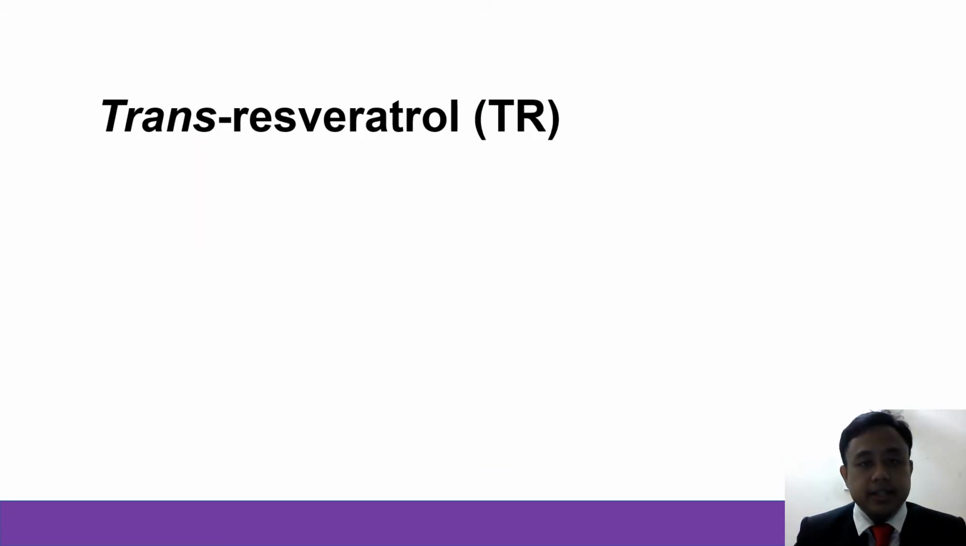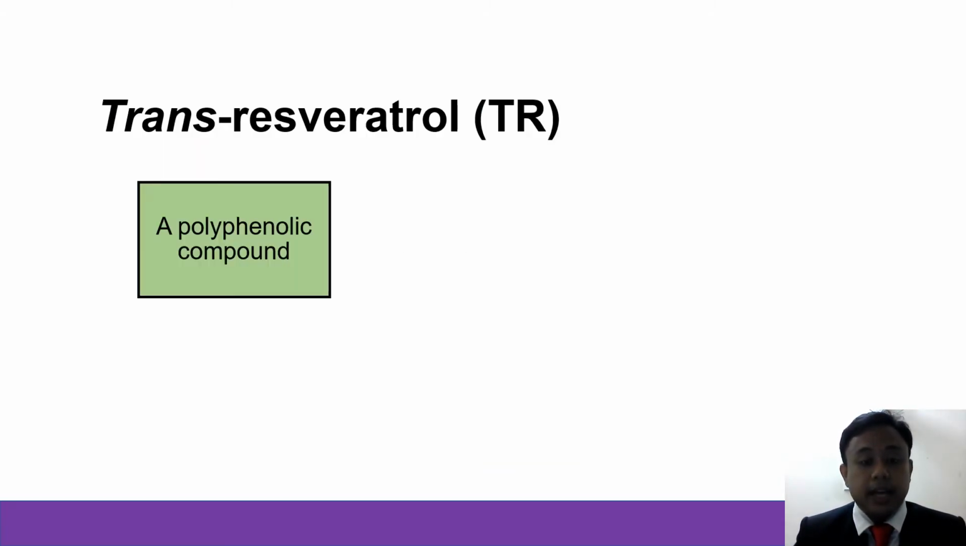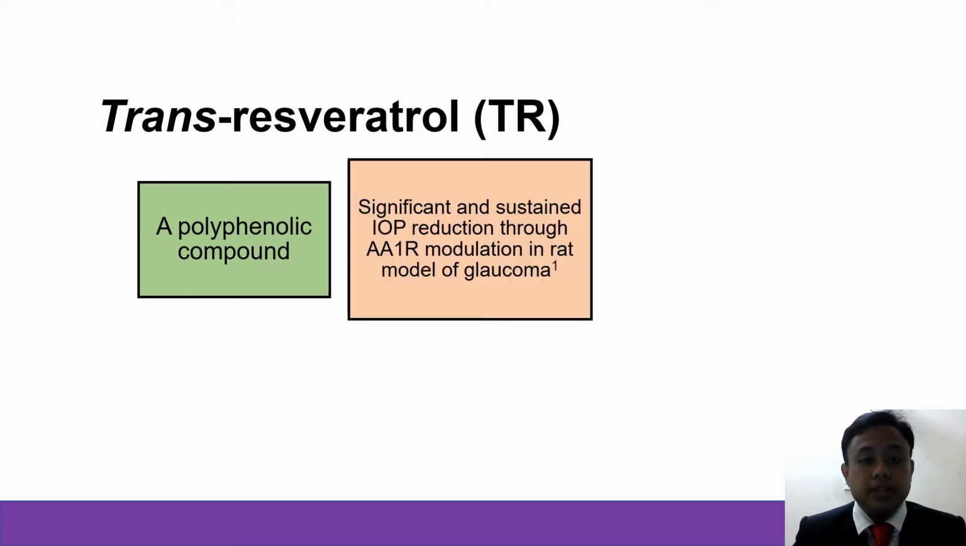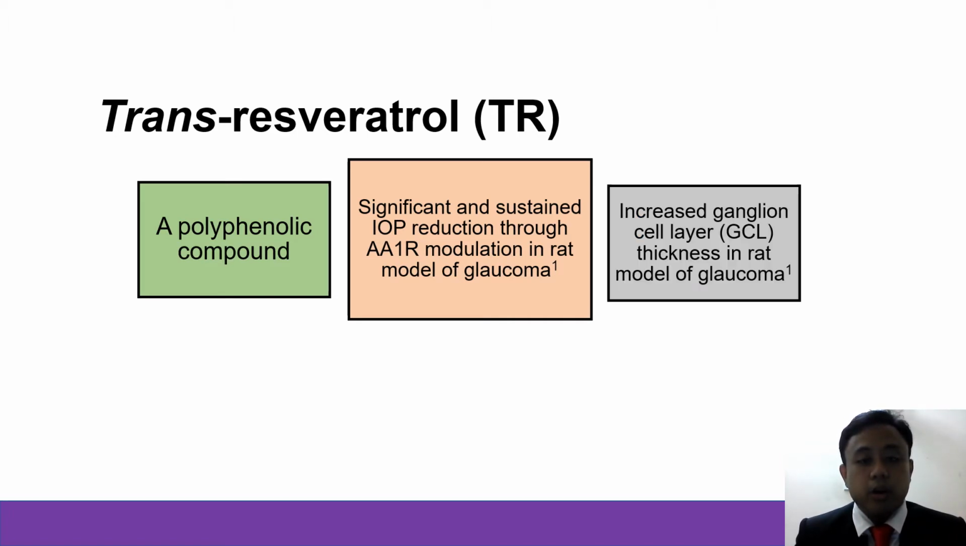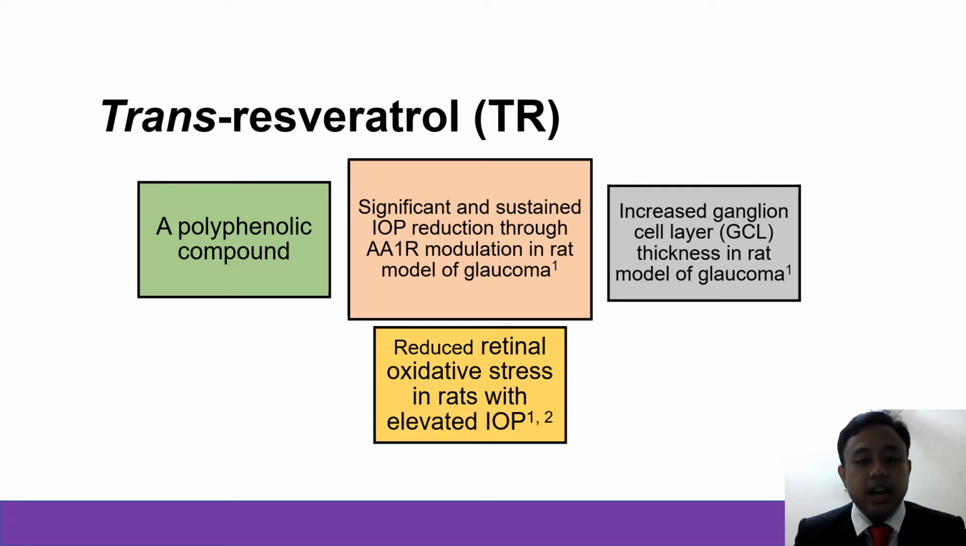My compound of interest is TRANS-RESVERATROL or TR. It is a polyphenolic compound. Previously, it effectively caused significant and sustained IOP reduction through adenosine A1 receptor modulation in a rat model of glaucoma. It also increased the ganglion cell layer thickness and reduced the retinal oxidative stress in rats with elevated IOP.